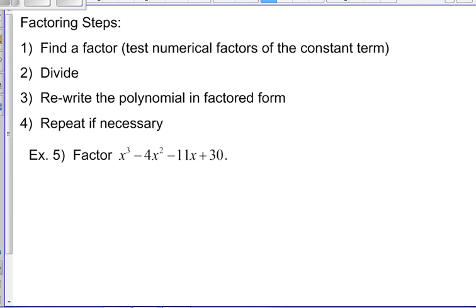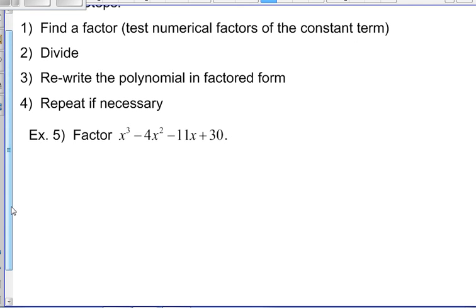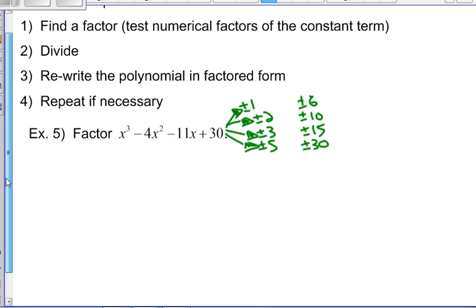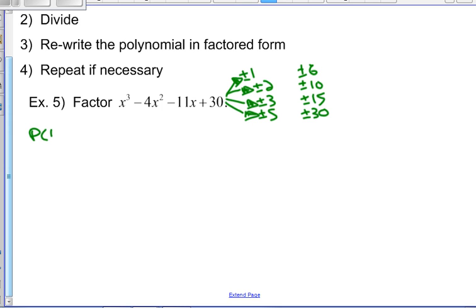We're actually going to factor a polynomial here. So we find a factor by testing the numerical factors of the constant term. Let's do that. Over here, the possibilities. What can you divide 30 by? Plus or minus 1, plus or minus 2, plus or minus 3, plus or minus 5, plus or minus 6, plus or minus 10, plus or minus 15, and plus or minus 30. That's a fair number of possibilities. Hopefully we'll find one early on. But here's what we do. We test them now. So let's find out what p at 1 is.